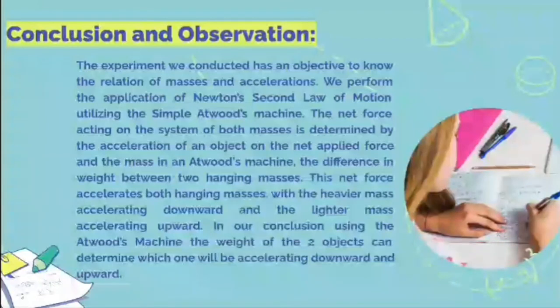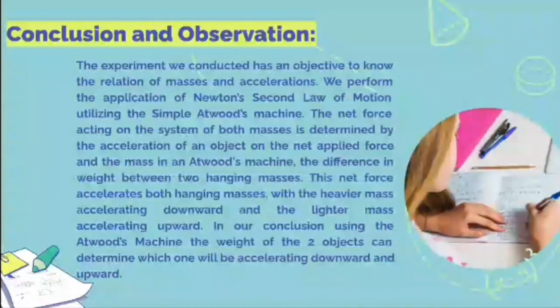relation of masses and accelerations. We performed the application of Newton's second law of motion utilizing the simple Atwood's machine. The net force acting on the system of both masses is determined by the acceleration of an object on the net applied force and the mass in Atwood's machine. The difference in weight between the two hanging masses is the net force that accelerates both hanging masses, with the heavier mass accelerating downward and the lighter mass accelerating upward.